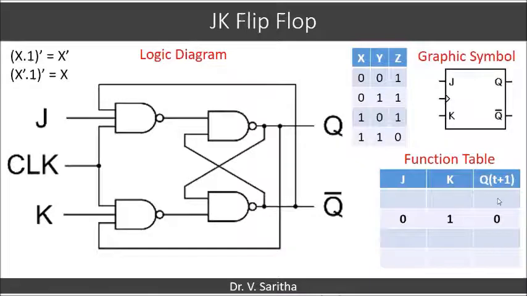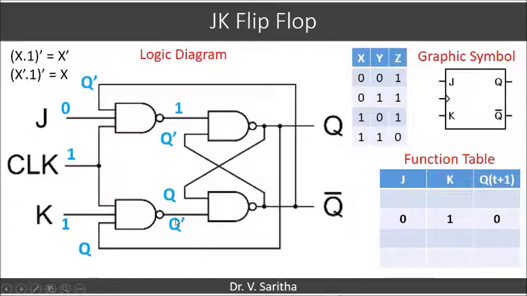And now let us consider 0, 1 case. Substitute the value of J as 0 and K as 1 and clock as 1. Give the feedback Q bar. Give the feedback Q. Now we can see that the output of this NAND gate is 1 and this NAND gate is Q bar. Q dot 1 dot 1 whole bar is Q bar.